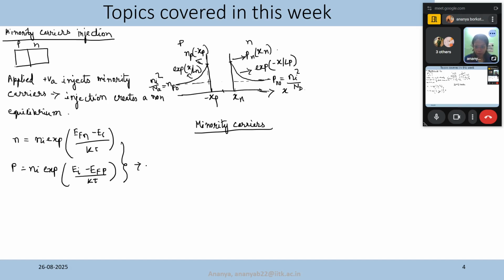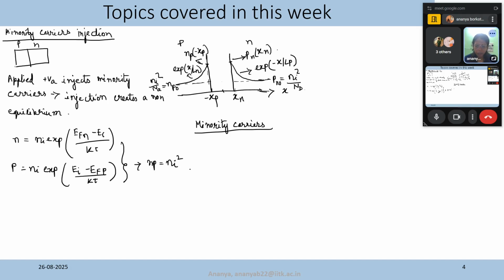Now what is the product of N and P? Remember, this N and P product is not equal to Ni square, because as I mentioned earlier, np equal to Ni square is known as the mass action law, which is valid for equilibrium condition and when the semiconductors are non-degenerate. This we have studied earlier. So what is the product of N and P?